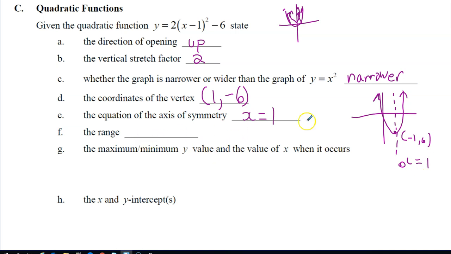And the range. Well, the range is going to be the set of all y's such that y... And we've got to be very formal. Got a diploma exam coming up. So the set of all y such that y is greater than or equal to negative 6, and y is an element of the real numbers. Max or min y value, and the value of x when it occurs. Well, okay, this is the minimum. So it's a minimum y value.